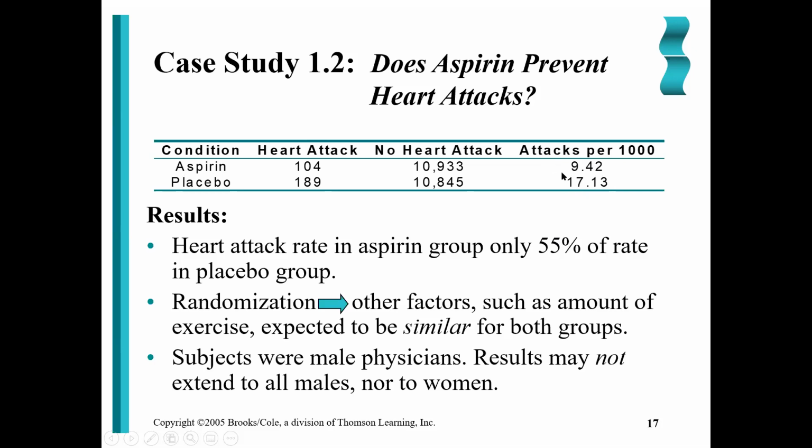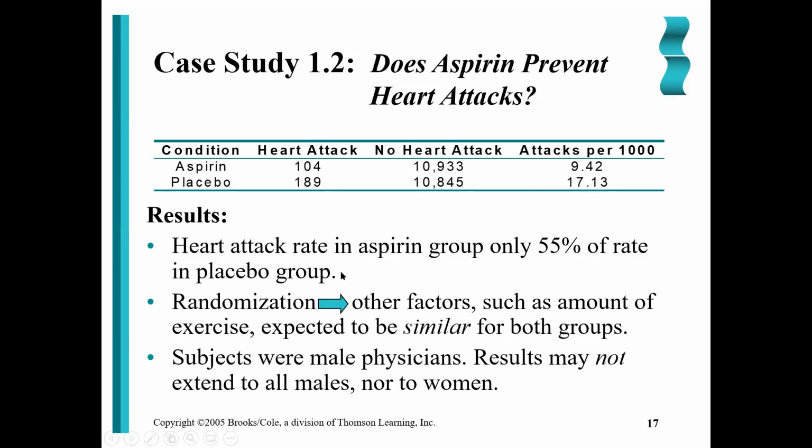We would say, yeah, it seems very likely. The question is, is there some procedure for that? And the answer is yes. But that's not something we're going to necessarily study in this course. What we're going to do is take a look at a chart like this and come to some conclusion like this: heart attack rate in aspirin group, only 55% of the rate in the placebo group.